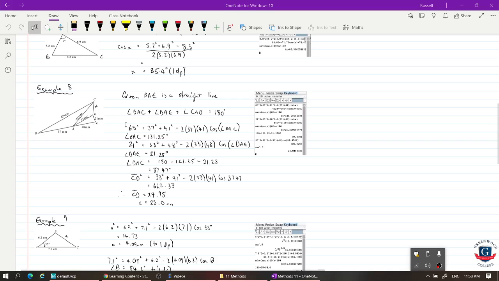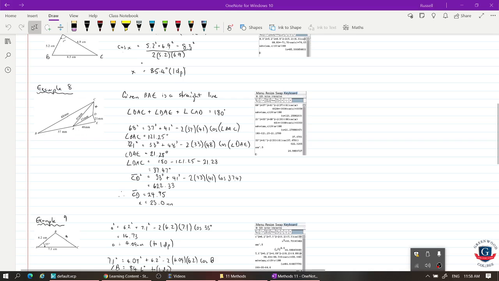So finding that angle there, 68 squared is going to equal 37 squared plus 41 squared, take 2 times 37 times 41 cos angle BAC, the angle between them. Solve that, and we'll get 121.25. There it is there.